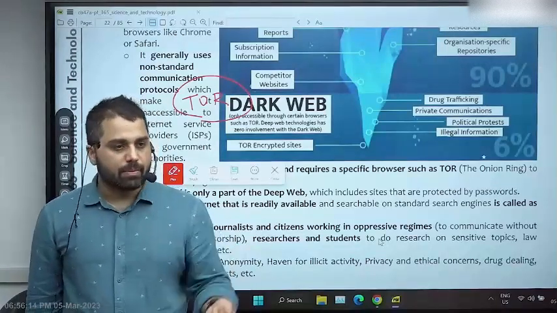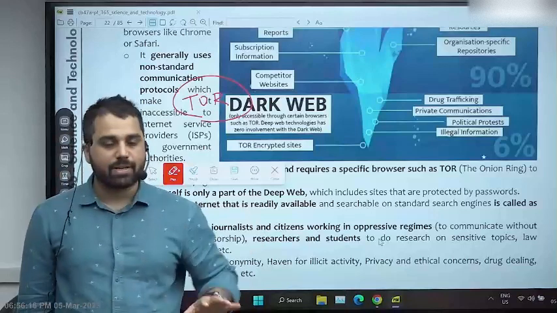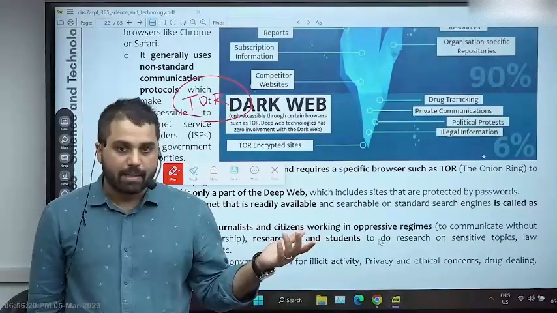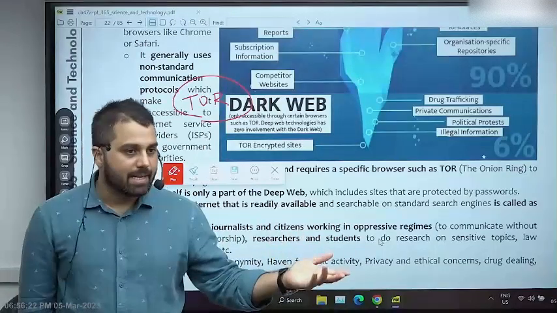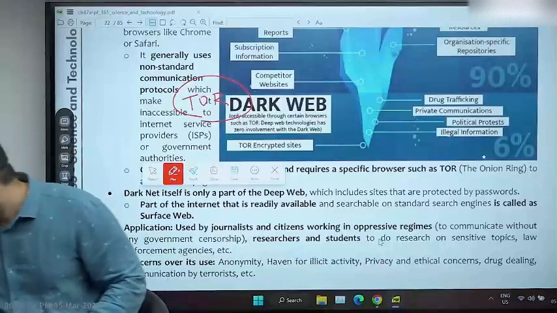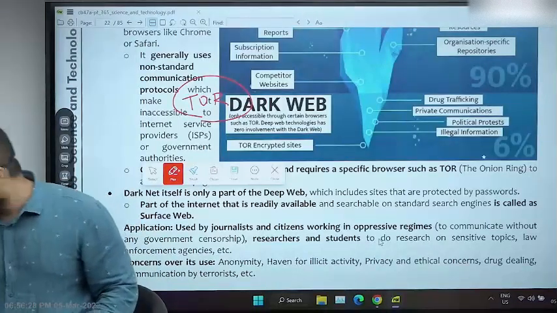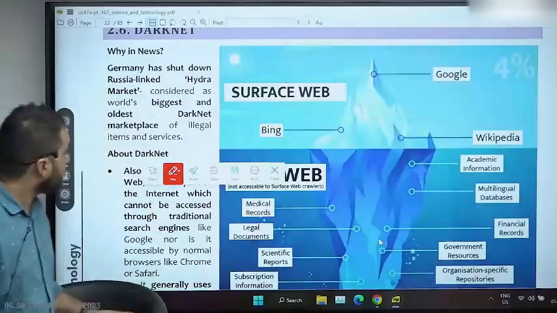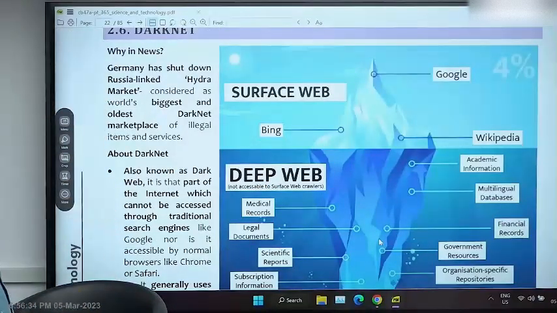One thing also should be very clear, that Tor in itself is not illegal. I can use Tor for normal browsing also. But yes, browsing illegal websites for illegal activities, that clearly is illegal. So why was this in news? Because a very famous Russian dark web market known as Hydra market, where you can buy a lot of weapons, Germany has shut down.